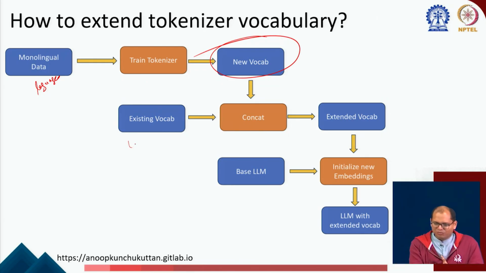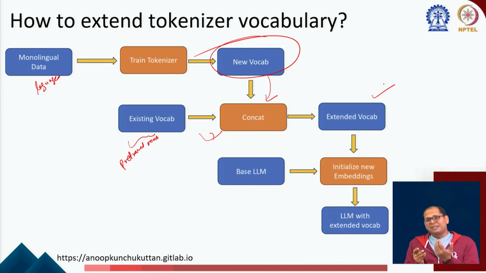Now you already have an existing vocabulary from your pre-trained model. So you can say, okay, I want a combination of these two. I concatenate the new vocab to the existing vocab, and I get an extended vocabulary. But in the embedding matrix, I do not have anything for the new vocabulary. So I have to initialize this with some random embeddings, and I have to learn the embeddings for this. And for that, I have to start from this base LLM and further pre-train it so that I learn the embeddings for this new vocabulary, right?